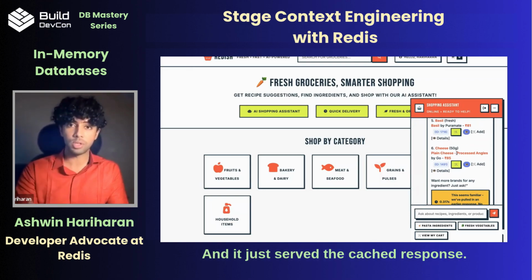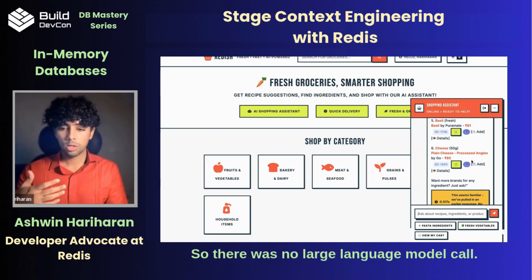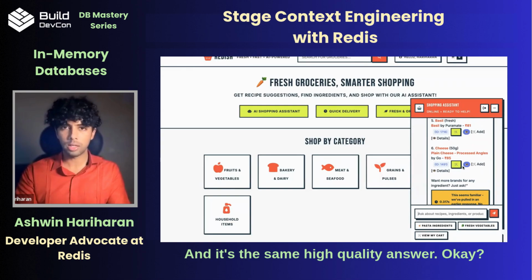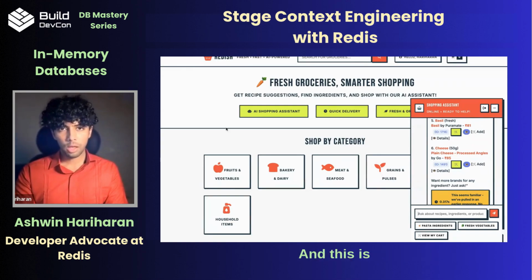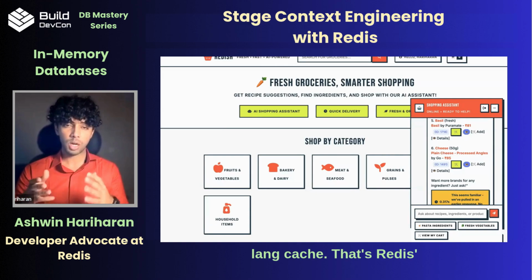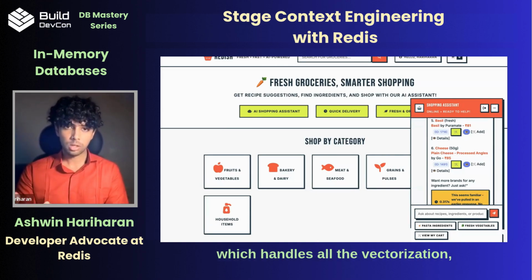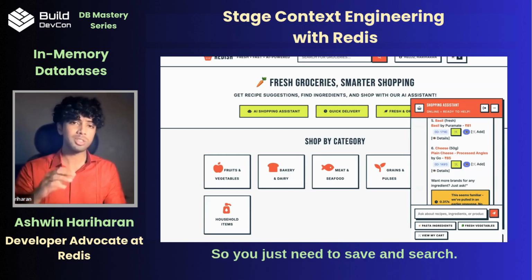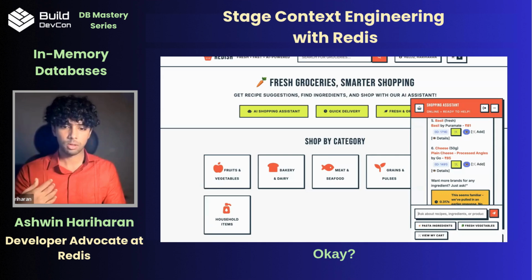And it just served the cached response. So there was no large language model call, there were no tokens burned, and it's the same high quality answer, okay? And this is very, very straightforward to do. One of the ways to do this is by using Redis LangCache. That's Redis's semantic caching as a service, which handles all the vectorization, the similarity matching, the storage. So you just need to save and search, okay?